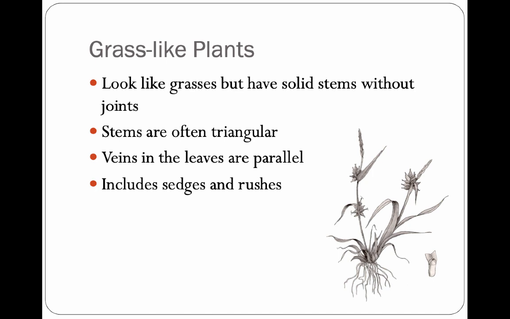Most of the time, the stems are going to be triangular in nature, and the veins, very similarly to grasses, are going to be parallel. And the grass-like plants that we're going to see most often here in North America are sedges and rushes. And again, those are going to be in riparian areas or areas where there's going to be some additional standing water.